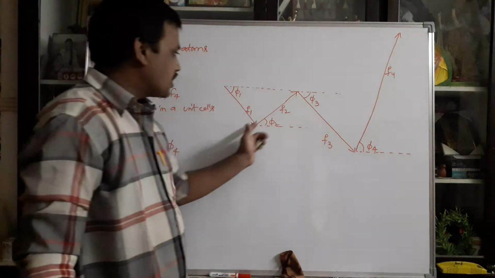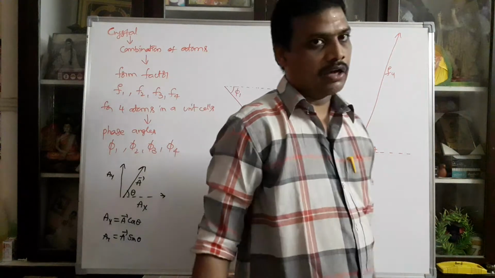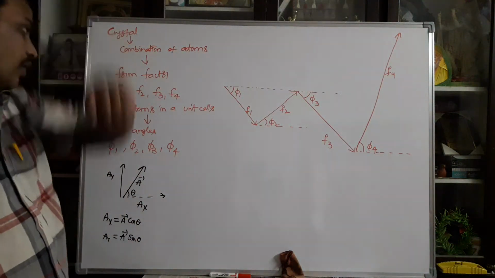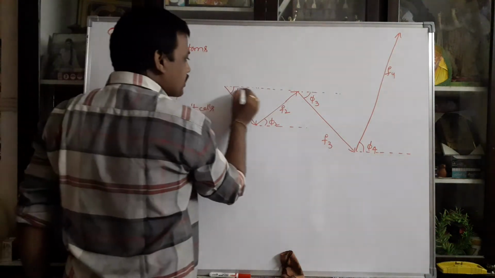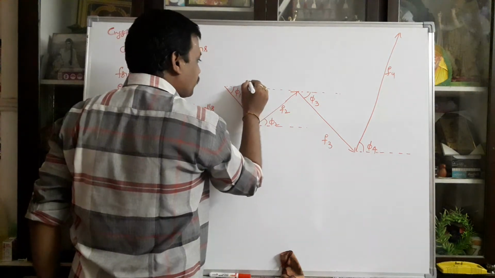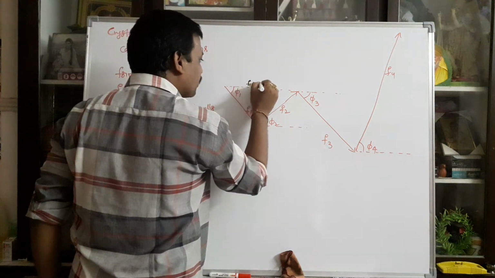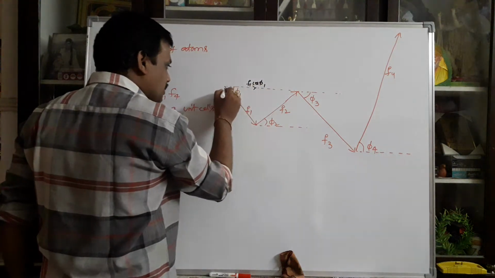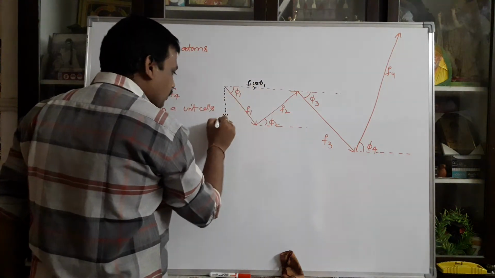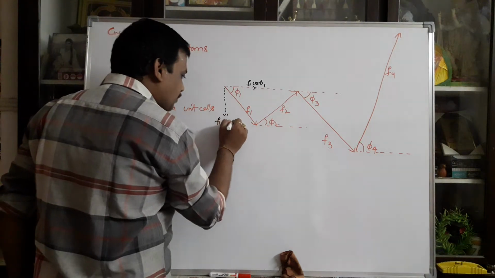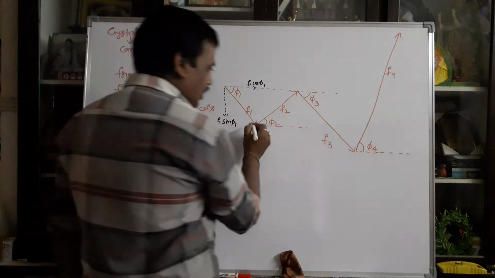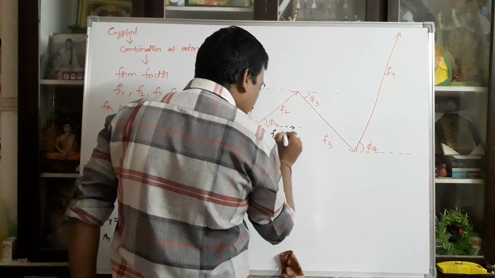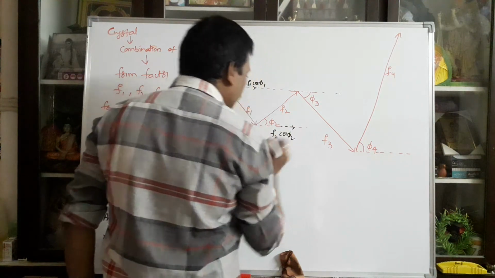In a similar way, these form factors are also in vector form. So every vector is resolved into two components. So what are those components? Along horizontal, this is f1 cos phi 1. In this way, this is f1 sin phi 1. In a similar way, f2 can be represented as f2 cos phi 2.